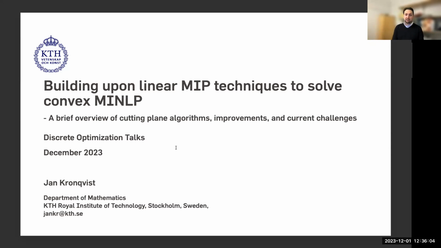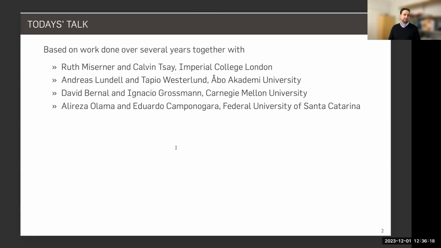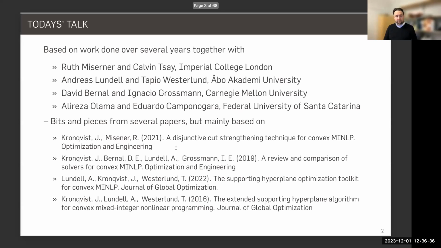So I'm going to be talking about building upon linear MIP techniques to solve convex MINLP. This is intended as being a brief overview of different cutting plane algorithms. We're going to look at some improvements and current challenges. So this talk is based on work that has been done over several years together with several different people. For example, it's based on work done together with Ruth Misener, Calvin Tsay, Andreas Lundell, Tapio Westerlund, David Bernal, Ignacio Grossmann, Alireza Olama, and Eduardo Campanogara. And it's kind of bits and pieces taken from different papers, but I would say the presentation is mainly based on the following 4 papers.